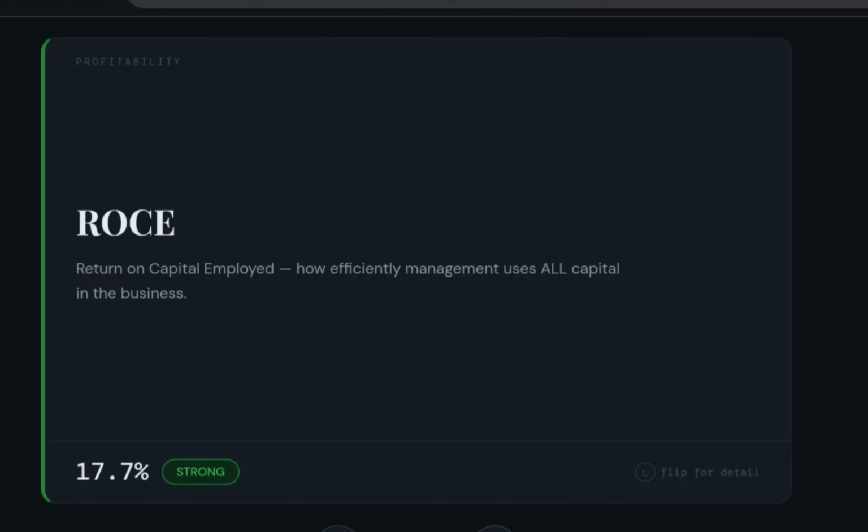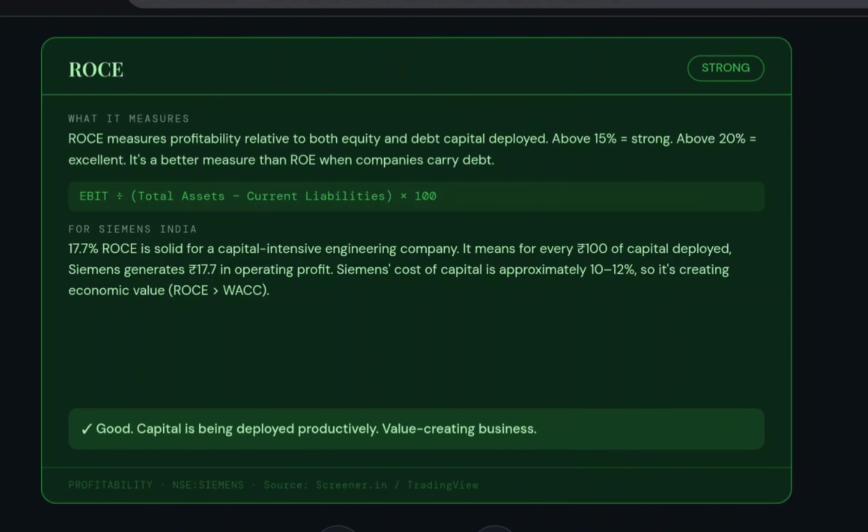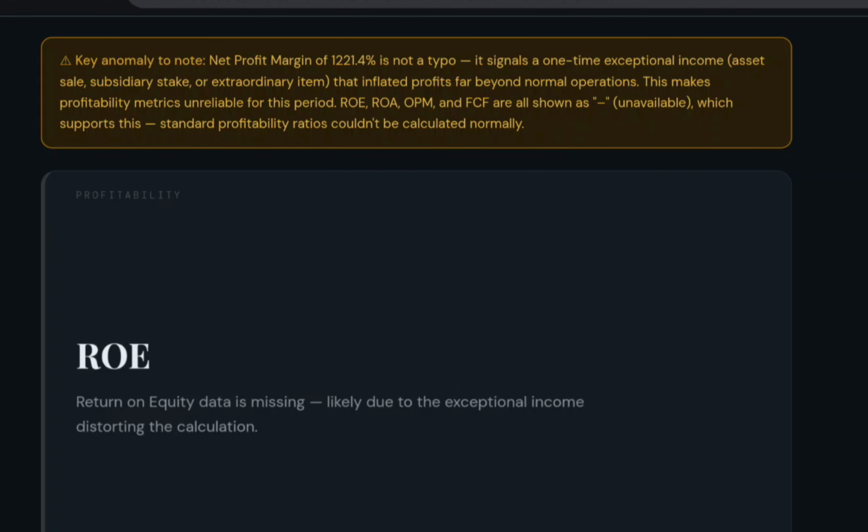Now next one I have included is ROCE. If you see it, ROCE, return on capital employed: how efficiently management uses all capital in the business. It's 17.7%, which is strong. So let's check more on this part. ROCE measures profitability relative to both equity and debt capital deployed. Above 15% is strong, above 20% excellent. Okay, now let's move to the next one. What I have included is ROE. ROE is also very important in analyzing any company's fundamentals. ROE is return on equity.